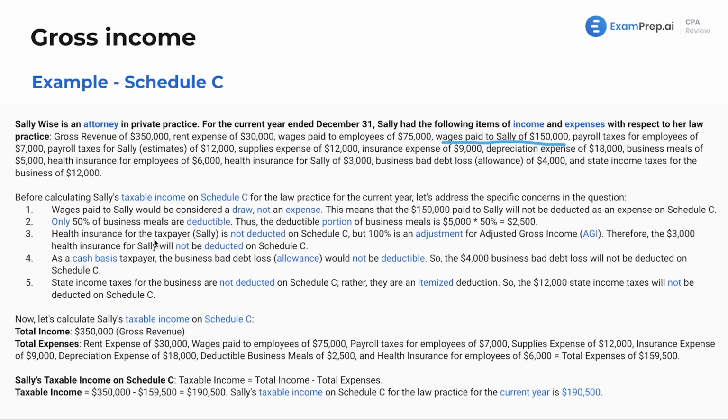Now, health insurance for the taxpayer, known as Sally, is not deducted on Schedule C, but it's 100% an adjustment for AGI. That's something important to note. Where is all this going to go? That's actually very important. It's not going to go on the Schedule C, but it's 100% an adjustment for AGI. Therefore, the $3,000 will not be deducted on the Schedule C.